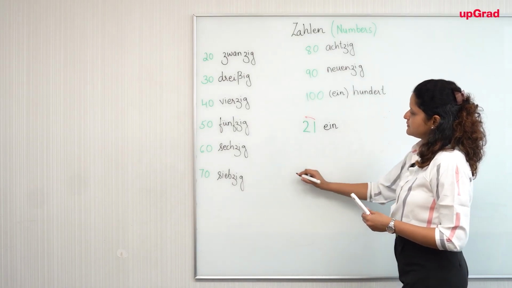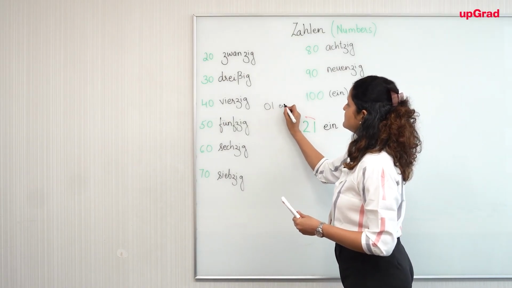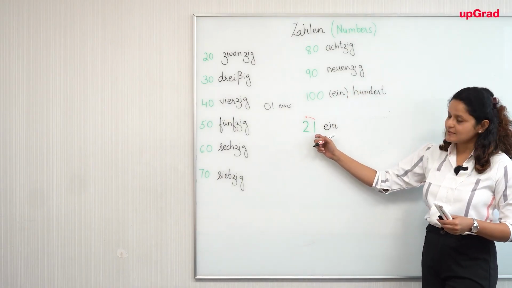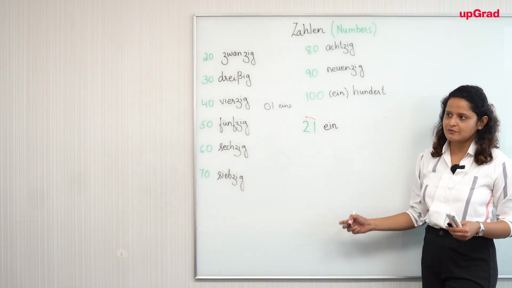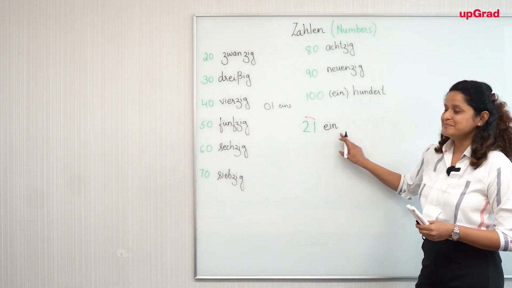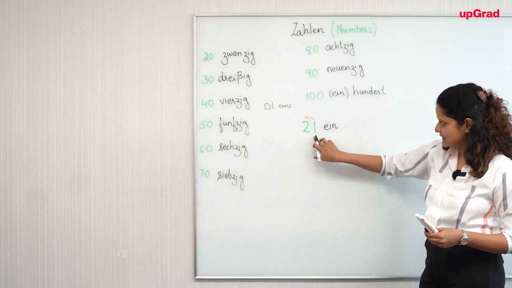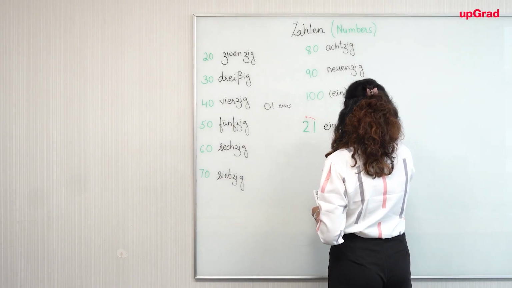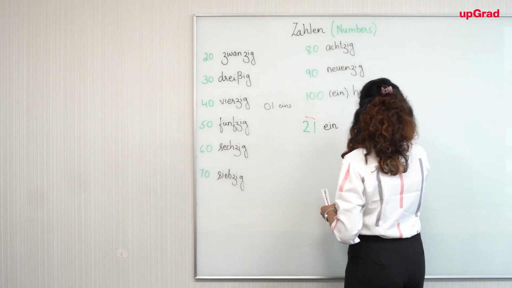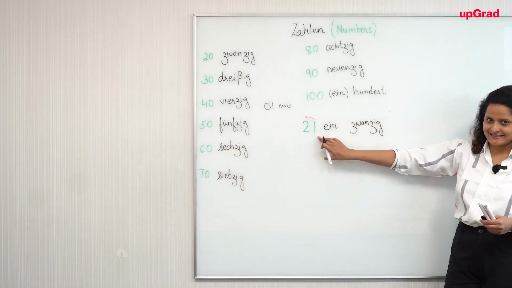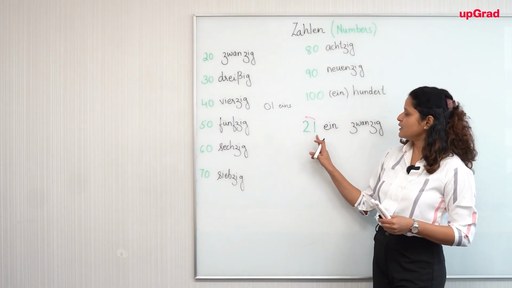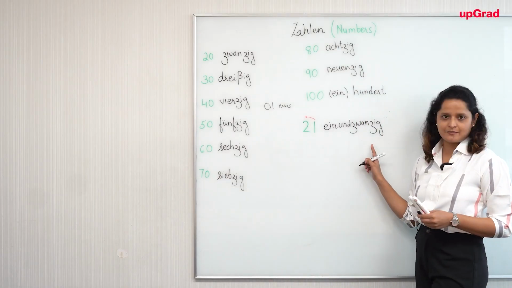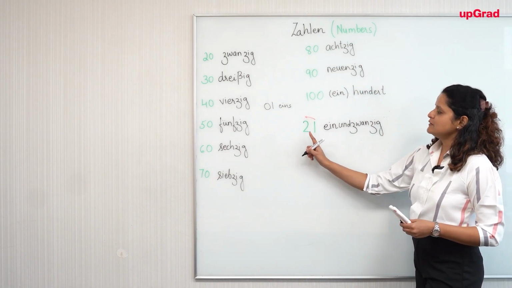Now, one thing to observe here is that when we have the number 0, 1, that is 1, as we saw previously. But the moment we start using 1 in the units place, say 21, 31, 41 and so on, the number becomes 1. So you have 1 and the tens place here is 20. So your number goes like this: 21, that is 1 and 20. You combine this with und, which is 'and'. So your number becomes 21.